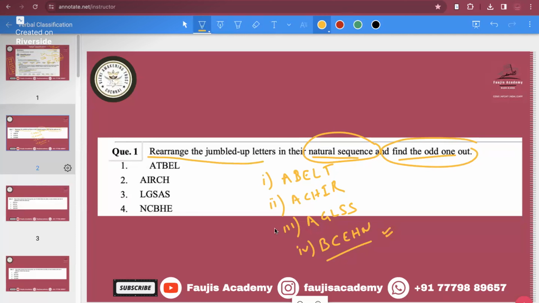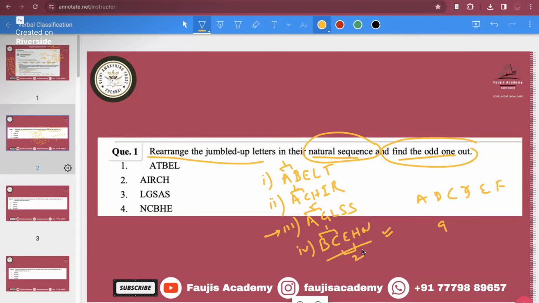And why not option 3 in this case? A to G: A, B, C, D, E, F, G. 1, 2, 3, 4, 5. There are 5 letters in between. And there are A, B, C. I mean the second letter, only the next letter. C, D, E.